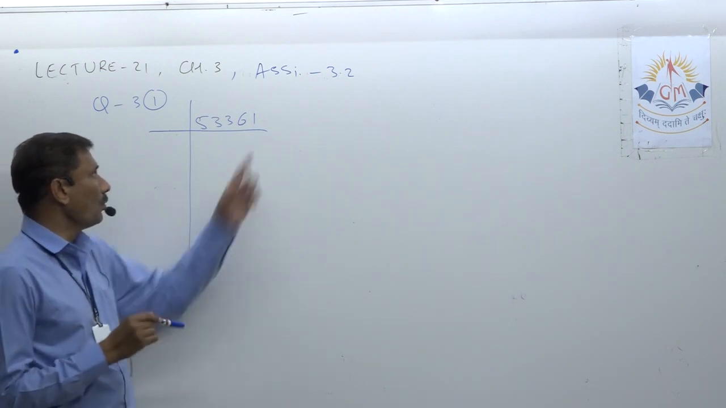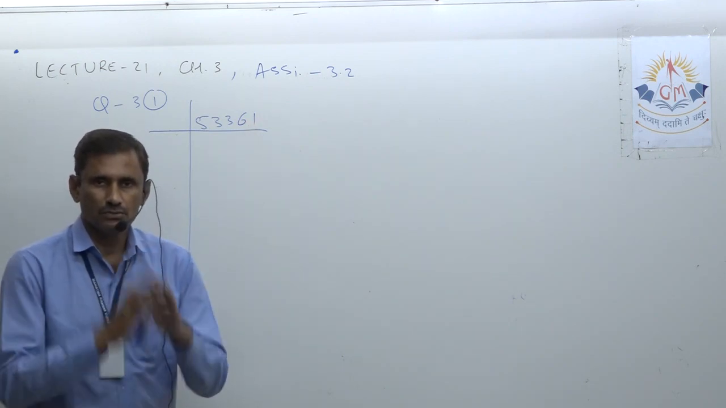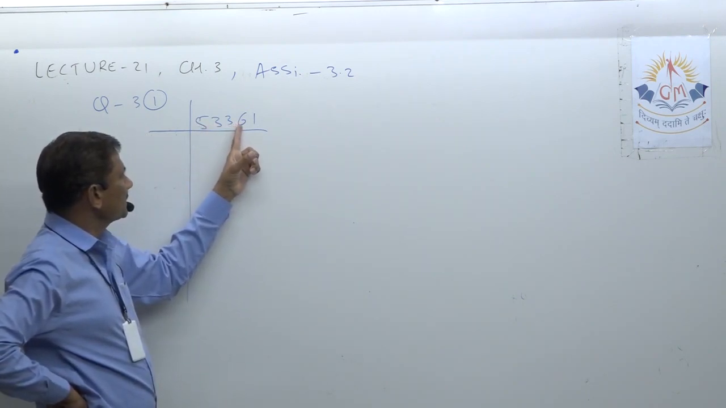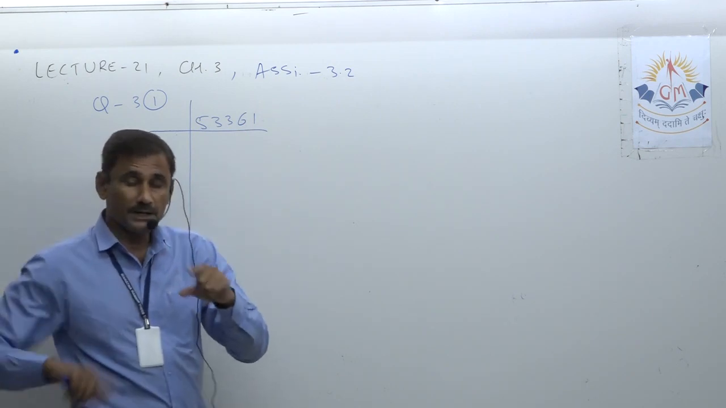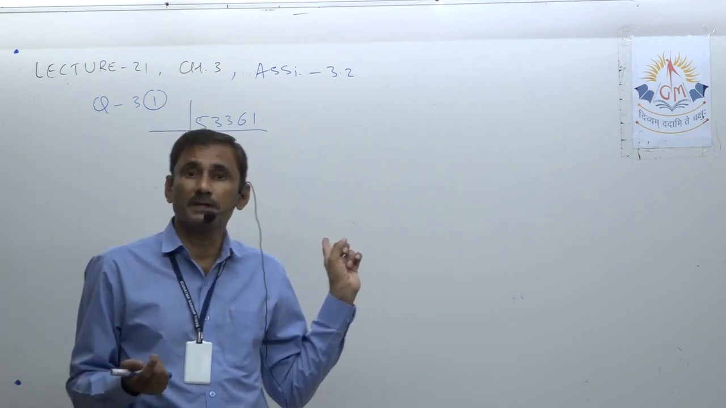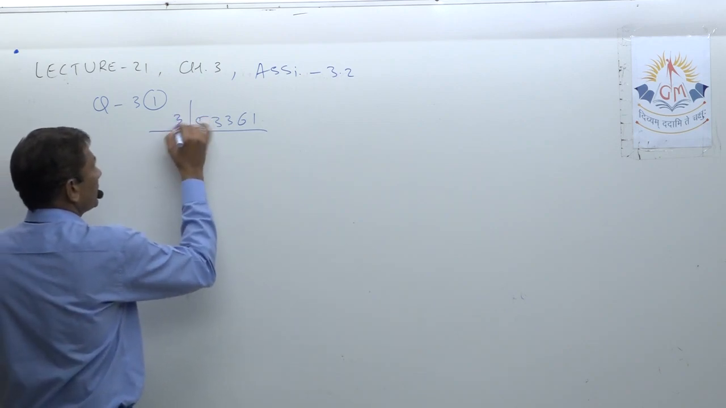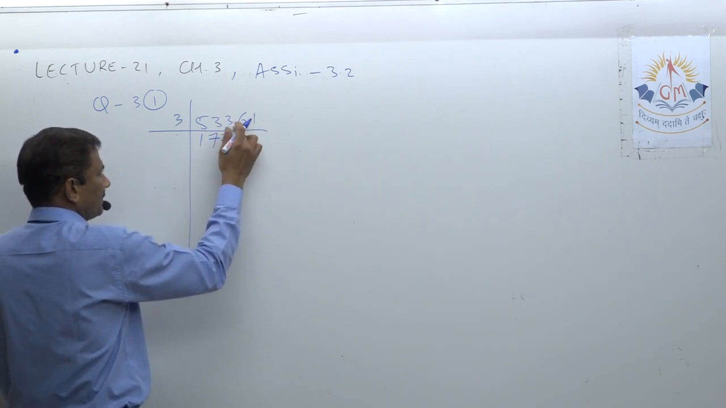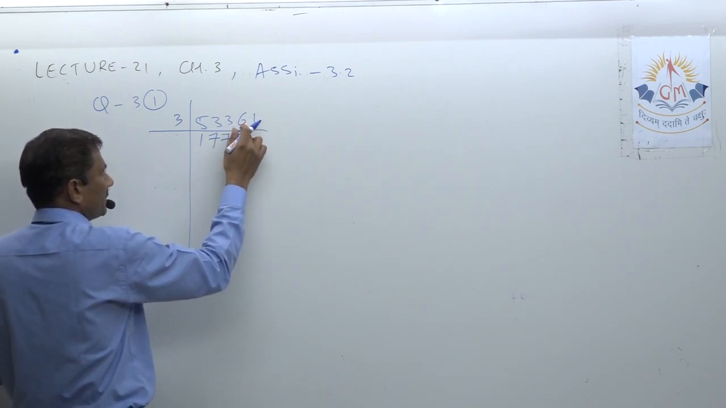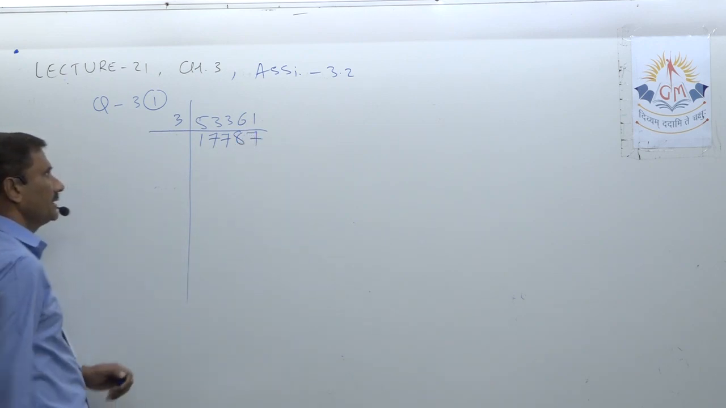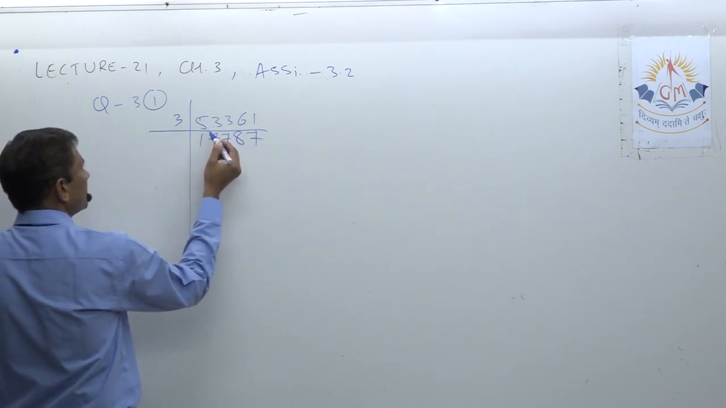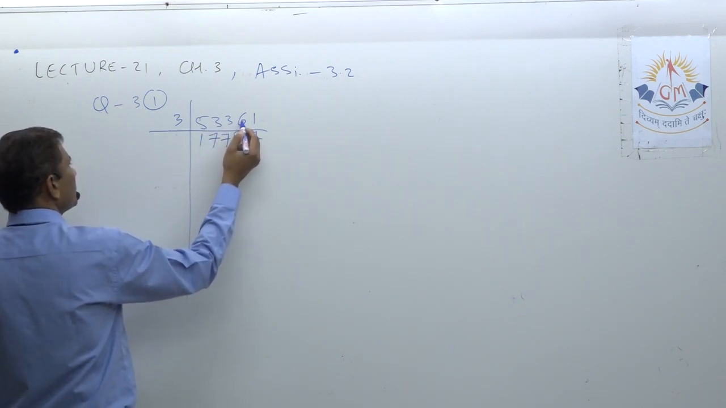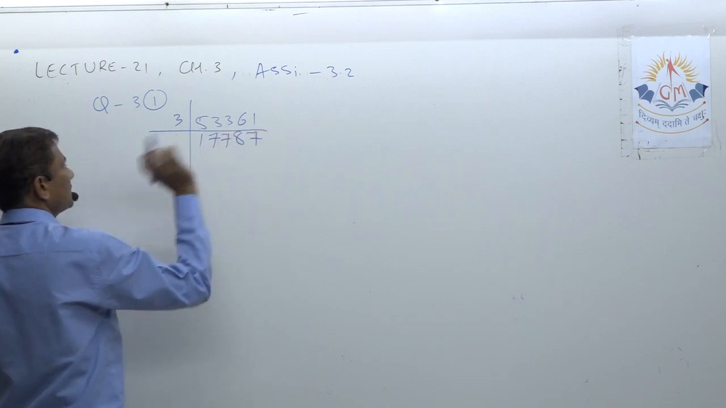Now it is odd, so not divisible by 2. So check for 3. 5 plus 3 is 8, plus 3 is 11, plus 6 is 17, plus 1 is 18. 18 is a multiple of 3, so the number is divisible by 3. 3 1s are 3, 2 left, 3 7s are 21, again 3 7s are 21, 26, 3 8s are 24, again 2, 3 7s are 21. Again verify it. 3 1s are 3, 2 left, 3 7s are 21, again 2, so 23, 21. Now again 2 left, 3 8s are 24, again 2 left, so 3 7s are 21.